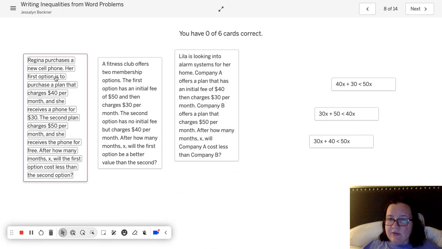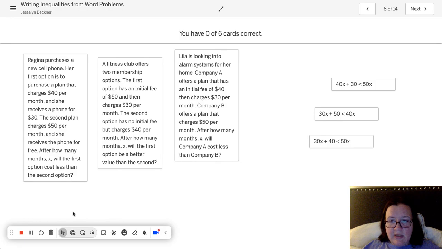Regina purchases a new cell phone. Her first option is to purchase a plan that charges $40 per month, and she receives a phone for $30. The second plan charges $50 per month, and she receives the phone for free. After how many months, X, will the first option cost less than the second option?